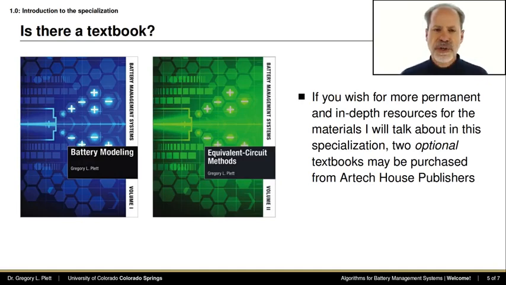In this specialization, we will spend most of our time and focus on the topics covered by the second book, the green one on the right, which talks about equivalent circuit methods for battery management systems. You're going to learn the material covered in 6 out of 7 of the chapters in the book in this specialization. The blue book on the left might be a good reference for you, but it's not something that we will be using every day in the specialization. However, we still will cover 2 of the 7 chapters in that book as well, the first 2 background chapters.